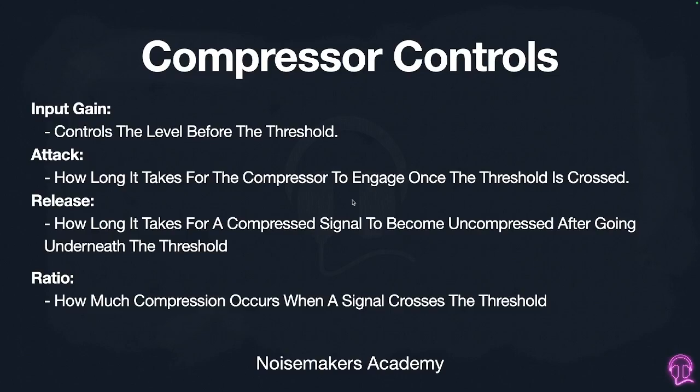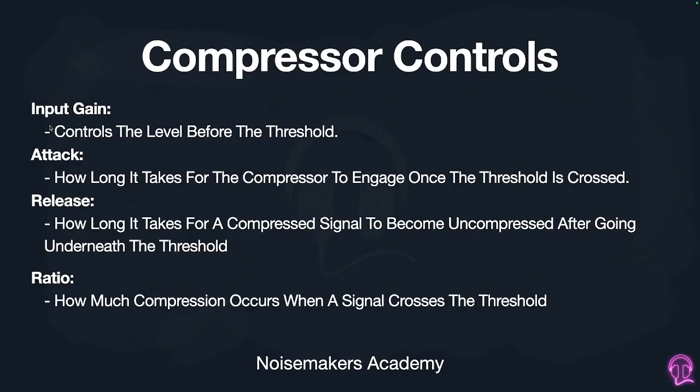Okay, so that brings us to compressor controls. Okay, so we have input gain, attack, release, and ratio. Okay, and there are a couple more. However, these are the basic ones that you really need to focus on when you're using a compressor. Okay, so that being said, the input gain is going to control the level before the threshold. These are more common on fixed thresholds because that signal has to be driven into that threshold.